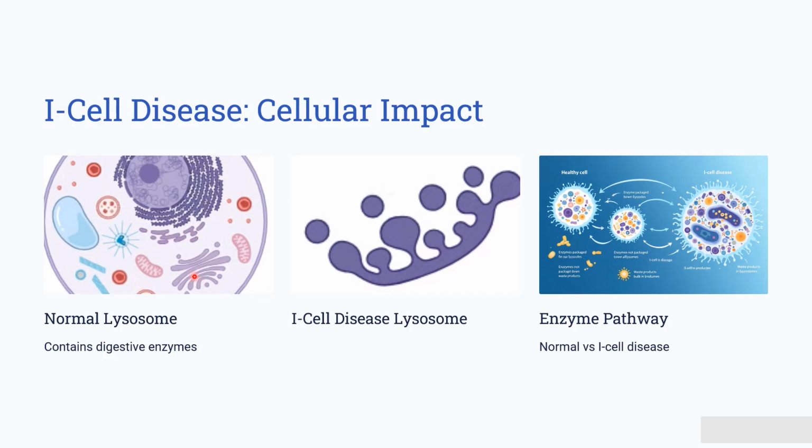So this is how the normal lysosomes are, and this is the I-cell disease lysosomes. Because of the cellular debris, the lysosomes are bloated, bulged, anything we can say, because they are filled with undigested material.